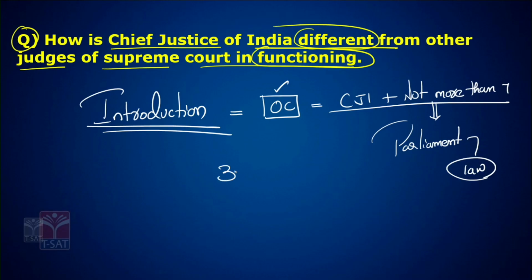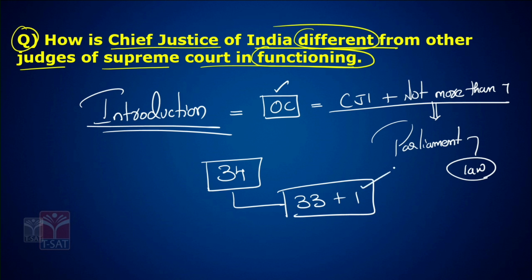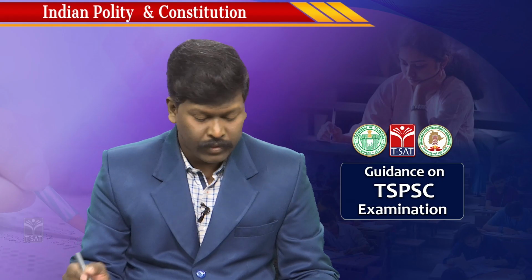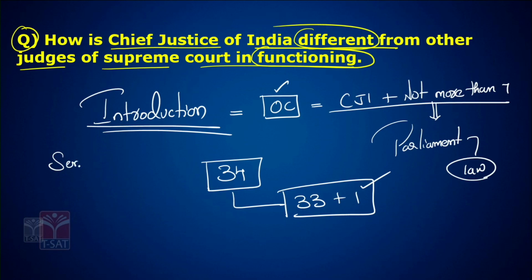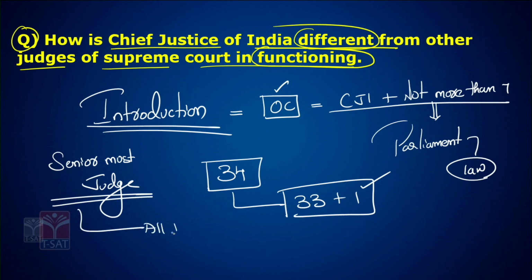Presently, there are 34 judges in the Supreme Court, which include 33 plus 1. The one person who is here is the Chief Justice of India. Who is the Chief Justice of India? The senior most judge among all the judges.